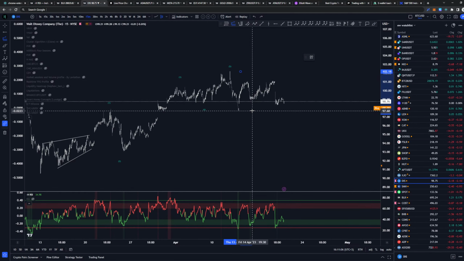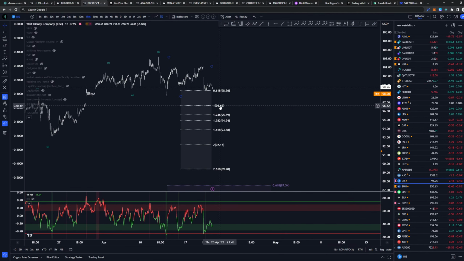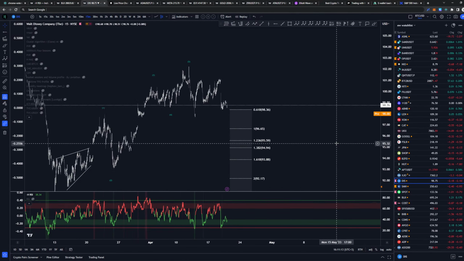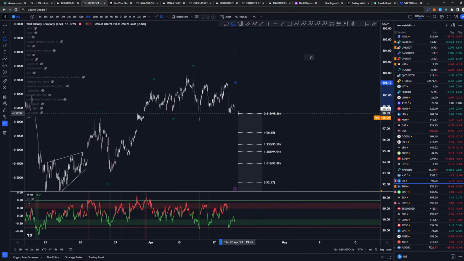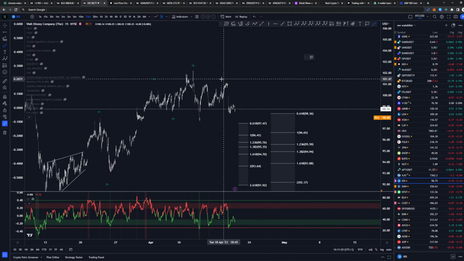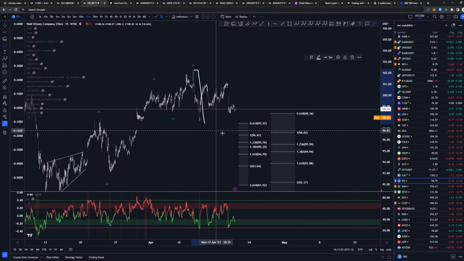So I feel like we might look for one more low here, where we're going to be looking for this as a 3-wave structure as well. Why a 3-wave is just because, again, this did not retrace 90% of this first move here.